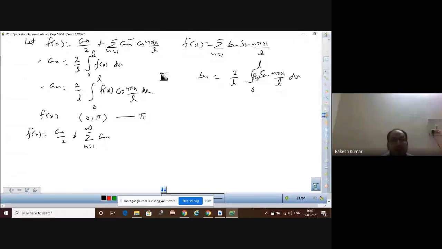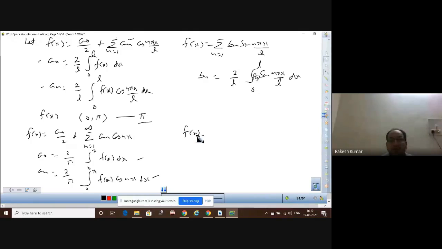What will be the formula? It means in place of L we need to substitute pi here. So that pi will be cancelled with this pi. We will get a cos of nx. And the formulas for a0 and an can also be written. That is 2 over pi integral 0 to pi f of x dx, and that is 2 over pi integral 0 to pi f of x into cos of nx dx. These will be the new formulas for the period pi.